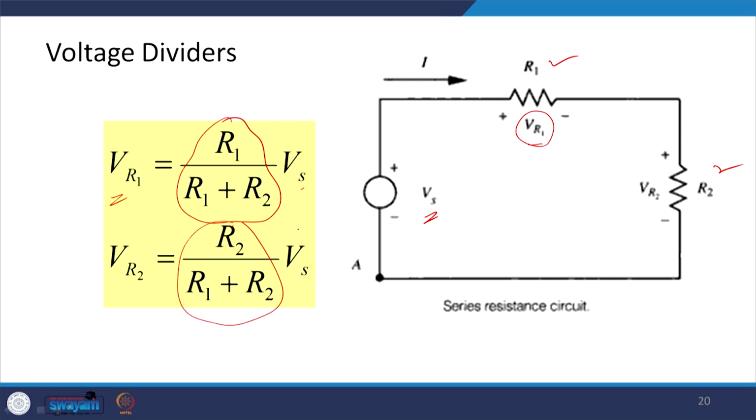So, again through Kirchhoff's law I can use that, and this basically means that I can tap a voltage from this one which is not Vs, which is a multiple or fraction of Vs. Similarly, I can take some voltage from here which is again a fraction of Vs.